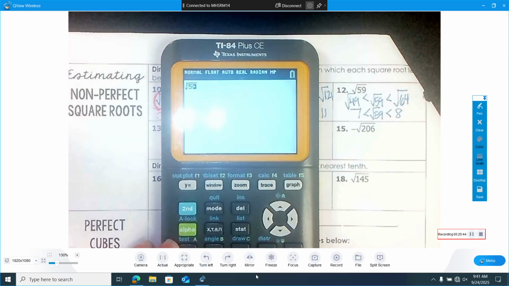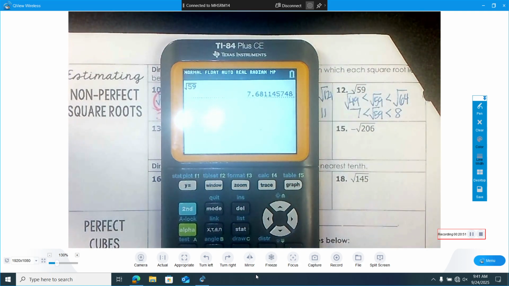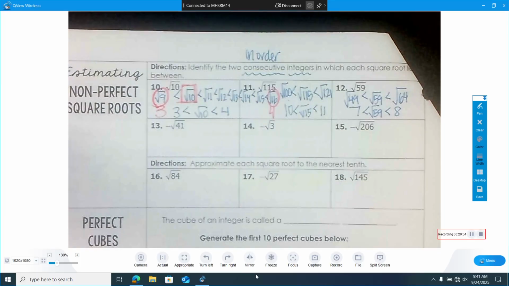Let's see, radical 59, 7.6, look at that. I didn't know, but I said, hey, it's got to be a little bit closer to 64. It's close to me. All right.